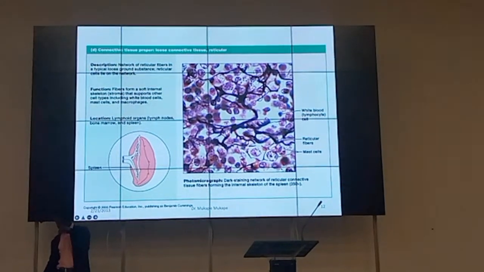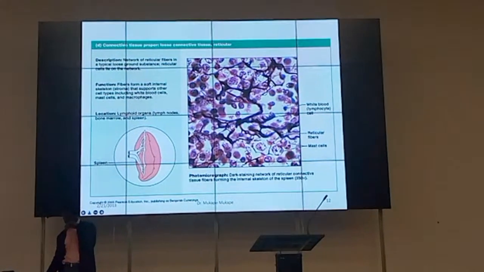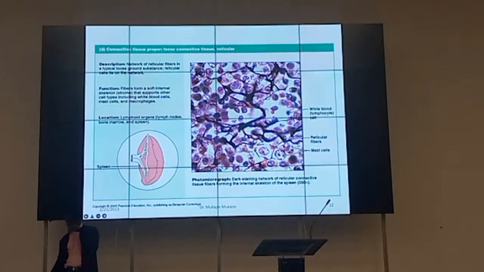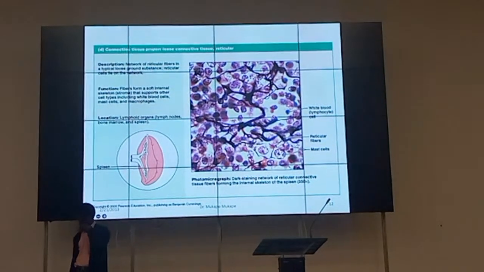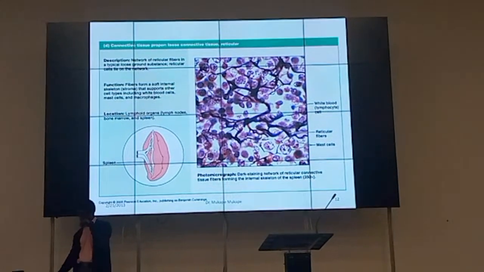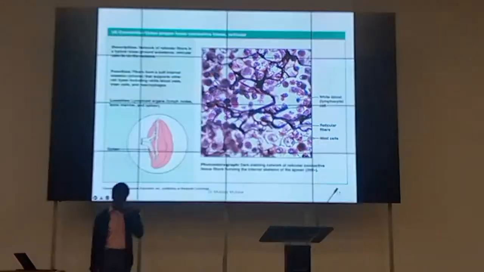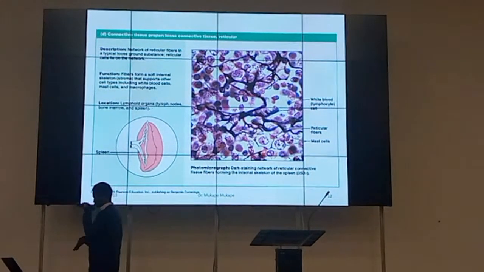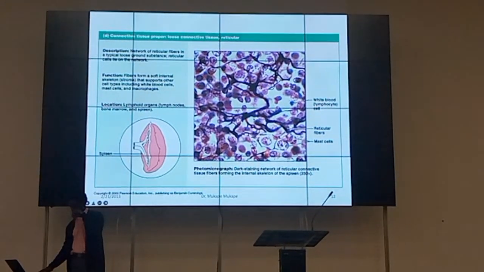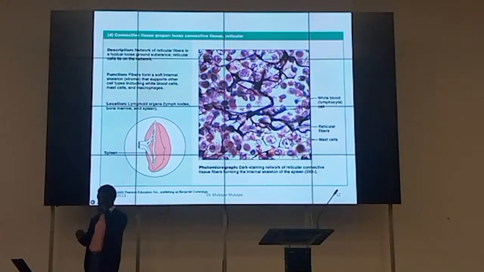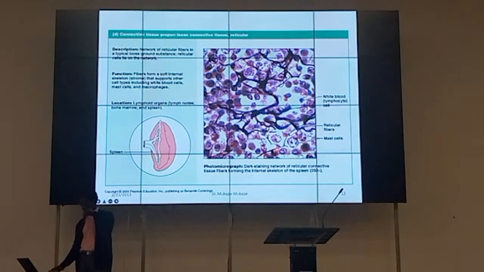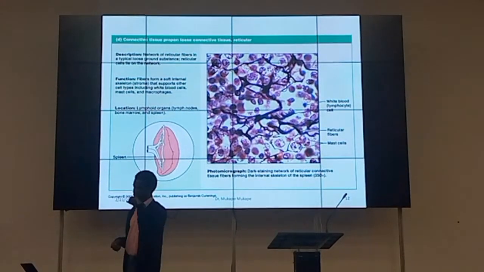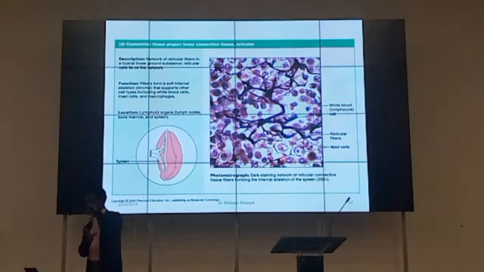We can see the cells, the reticular cells, next to the fibers. The reticular cells are also stained by the silver stain. It basically forms a network, a meshwork of some sort, creating spaces through which other cells can move, like a 3D network. Certain cells can pass through there. For instance, in the lymph node, white blood cells pass there.